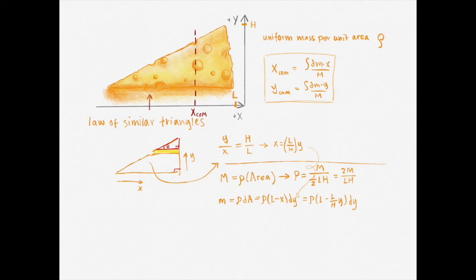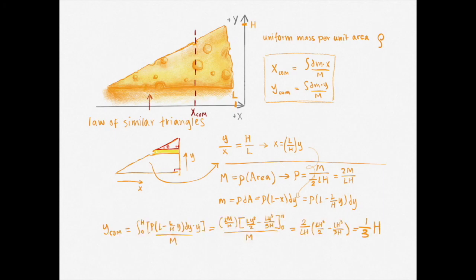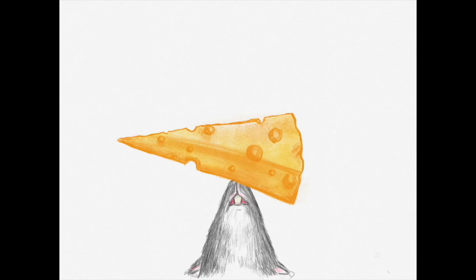So if you plug all that back into the formula for center of mass, you get an answer of 1/3 h. So the center of mass in the y direction is at 1/3 the height of the piece of cheese. With these calculations, you'll know exactly where the piece of cheese balances, if you were a mouse.